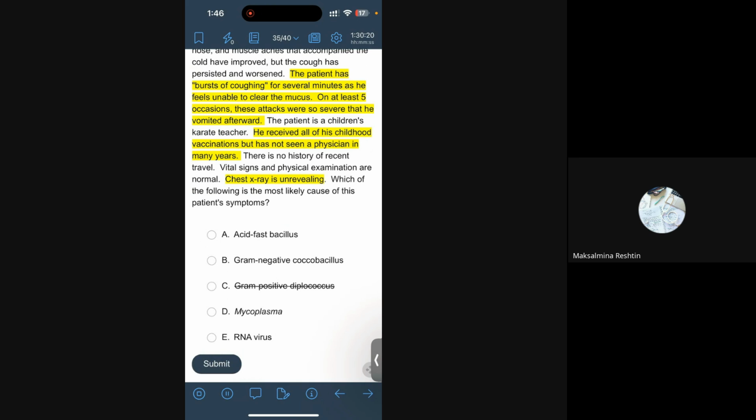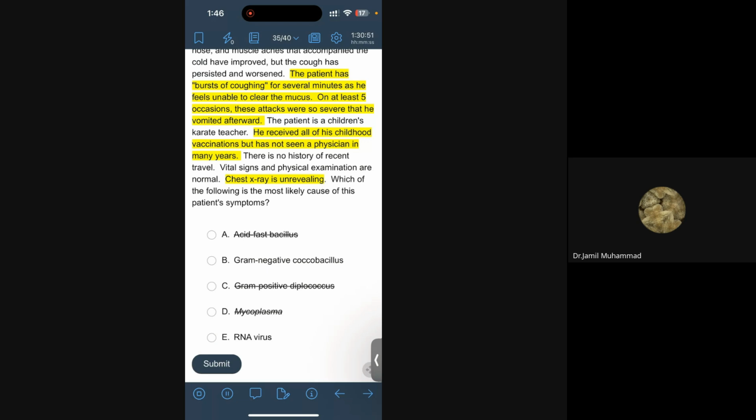Do you think it is interstitial pneumonia? That's unlikely. The chest X-ray is unrevealing, and in interstitial pneumonia, the chest X-ray is much more severe than the presentation. Mycoplasma is the one which causes interstitial pneumonia. Do you think it is TB? No, there is no night sweating or weight loss.